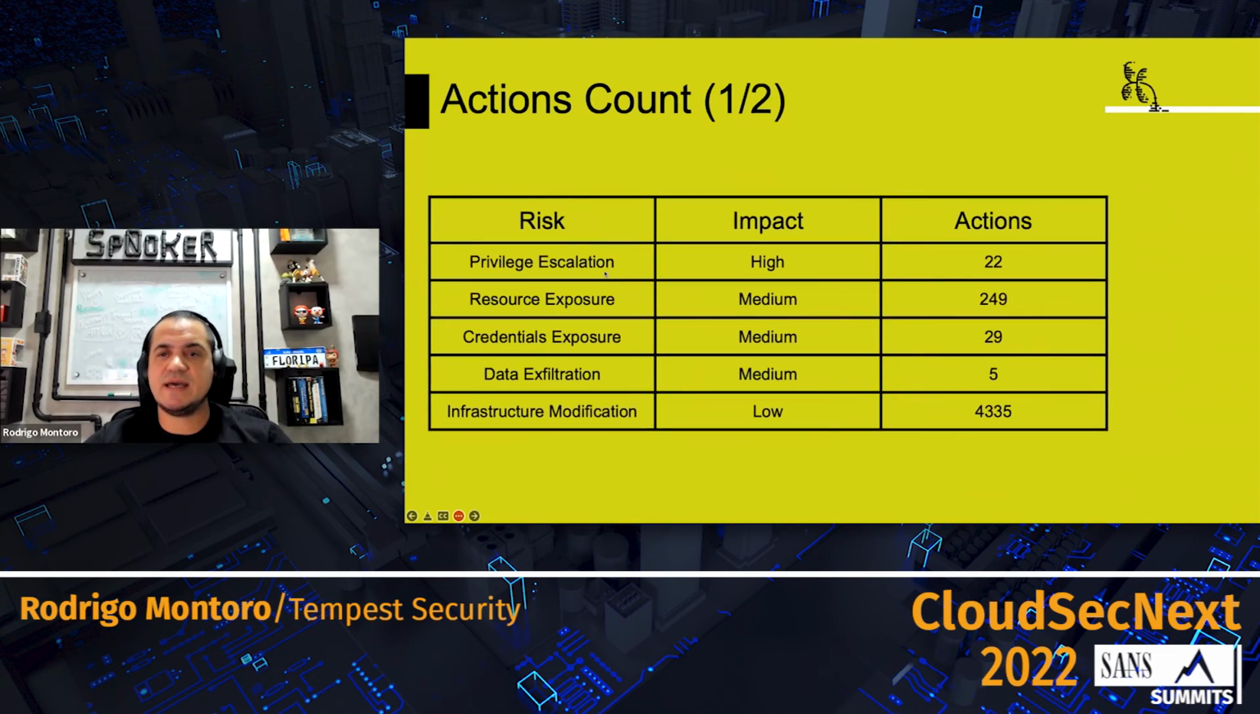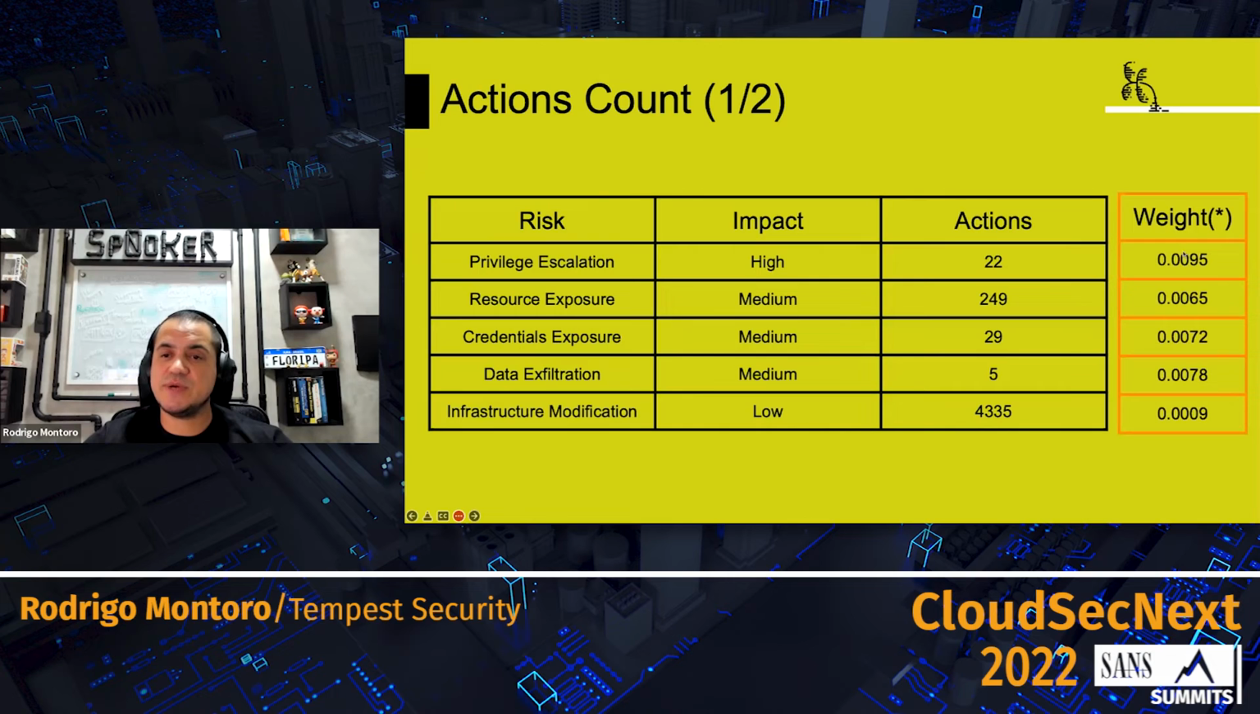But here we have a kind of bigger problem, because we have something like privilege escalation. We have just 22 actions mapped, but the impact is high. And infrastructure modification, the impact is low, but we have thousands of actions. If you use numbers that close, something with a lot of actions, where it's more common to have infrastructure modification, would be considered a bigger risk score than something that has just 5 privilege escalation actions, but privilege escalation is more critical. And so we set those weights.